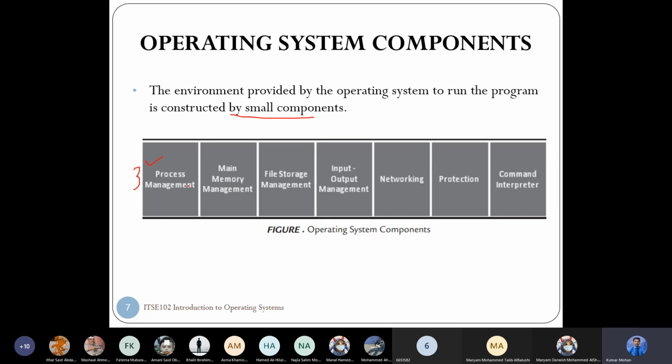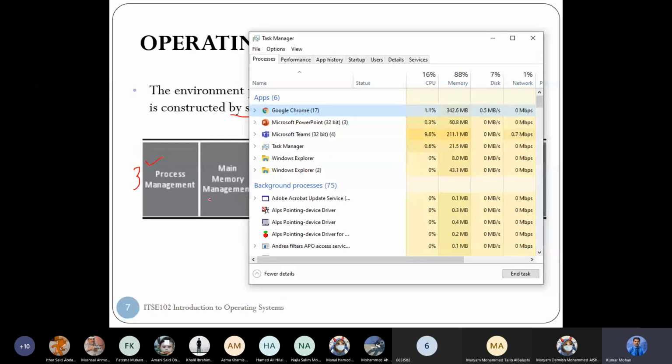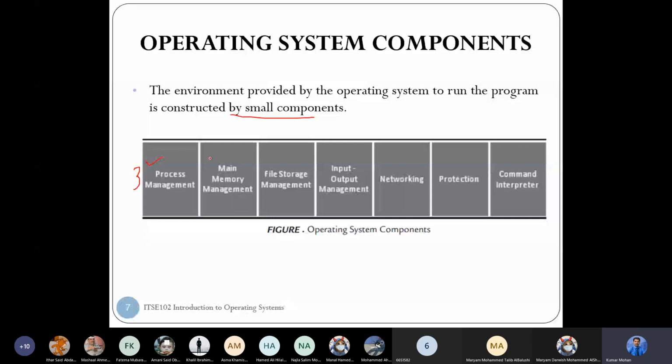Next after process management is main memory management. Here we have the memory, and this has to be managed. We will discuss this maybe in outcome number 7 or 8. Similarly, file management we will discuss in the last outcome, and we have input output management also. Each one is one outcome. We are also going to discuss the network, how to protect your resources, file management, and what is meant by command interpreter.